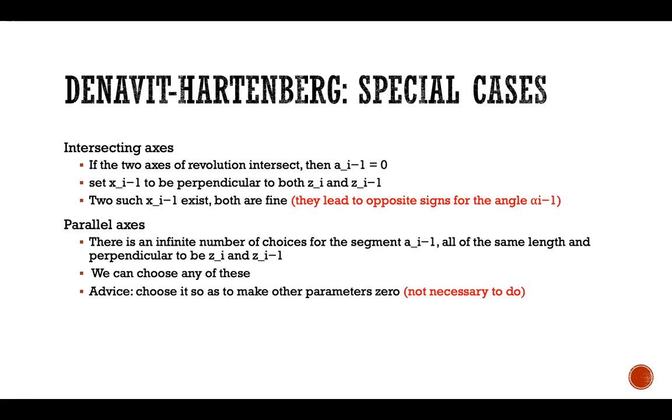Previously, we assumed that the axes do not intersect or are not parallel, but what happens in these special cases? If the two axes of revolution intersect, then the segment a_{i-1} would be equal to 0. Then set x_{i-1} to be perpendicular, as previously, to both z_i and z_{i-1}. In this case, we have two possibilities for x_{i-1}, and it is important to know that both are fine, but they result in opposite signs for the angle alpha_{i-1}.